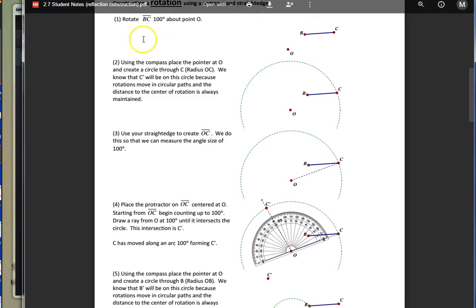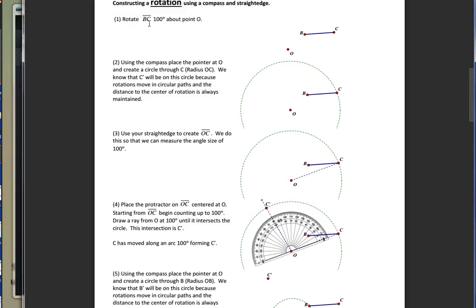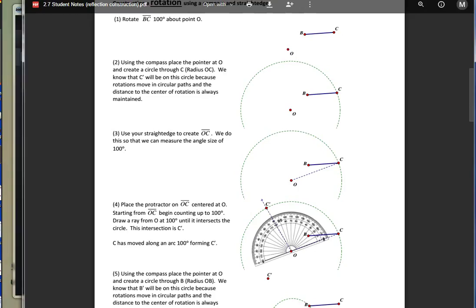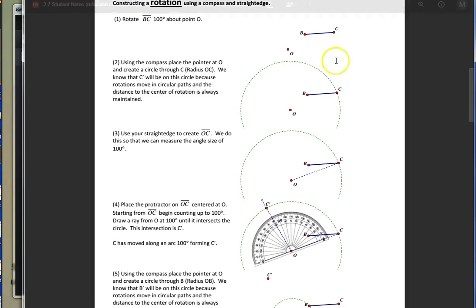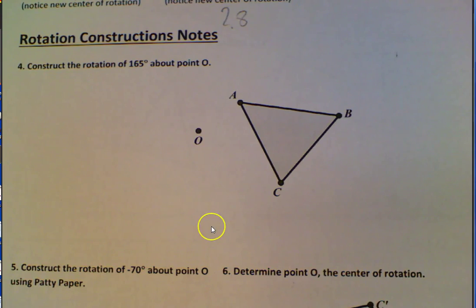We're going to start by putting the pointer at our center of rotation. Then you're going to take your compass, put it at C, and make a circle. You then connect the center to the point you want to rotate. Then use your protractor and measure the degrees you want. You'll make a line wherever it meets the circle. That's where your new point will go, and you'll just keep repeating the steps for each of the different points that you want to reflect. So let's go ahead and try it out.